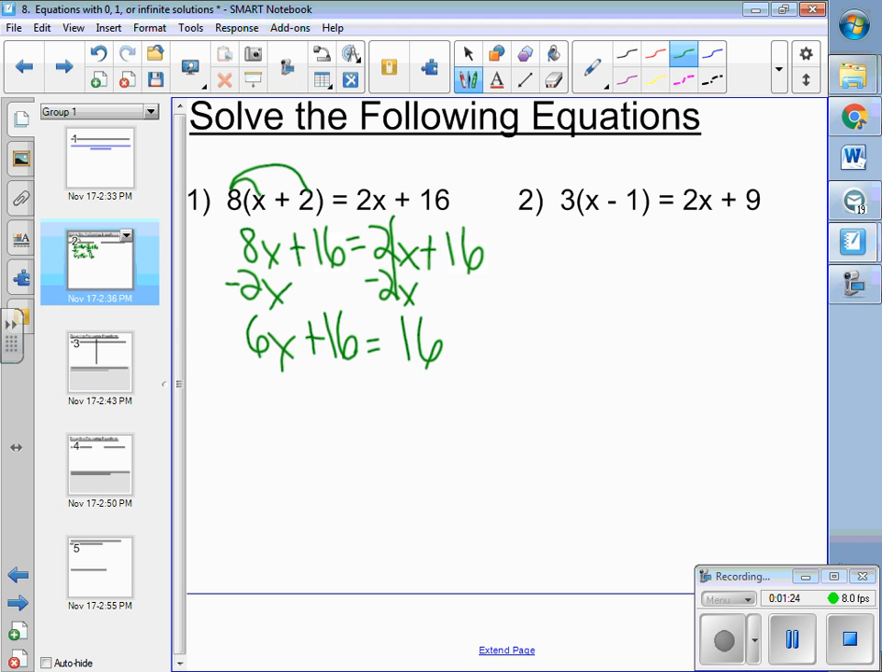Now we can get that constant term to the other side. So let's go ahead and subtract 16 from both sides, and that'll cancel this out. And we're left with 6x equals 0. But we're not finished. We can still keep going. So now let's divide both sides by 6, and our answer will be x equals 0.